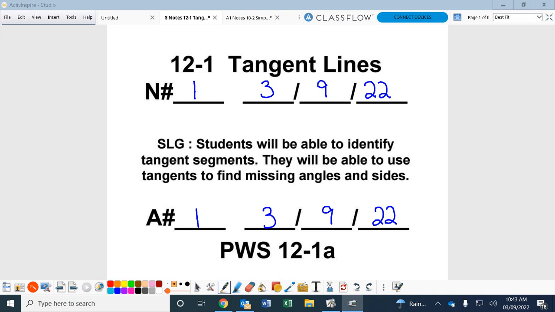Guys, we've talked about tangents before. We're now going to talk about tangents in terms of a circle. We've also talked about points of concurrency when we did the incenter, orthocenter, all that stuff. We're now going to see it in terms of a circle with tangent lines. So let's go ahead and get started on this.